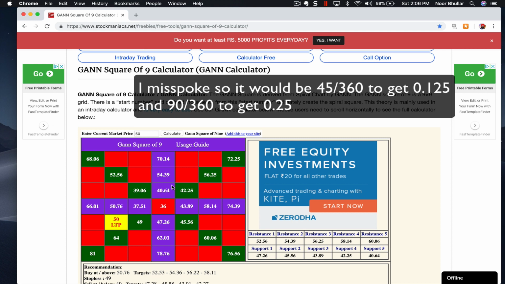The intent of this video is not to go into the details of WD Gann principles. For that, you can watch some videos on YouTube and learn a little bit about it. What this video is going to show is what the actual net outcome is, how it produces support and resistance lines, and how you end up using it for intraday trading.